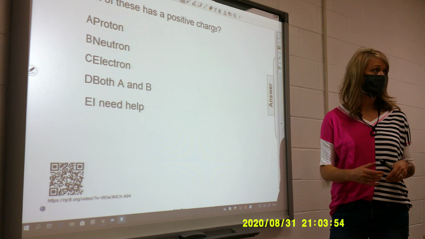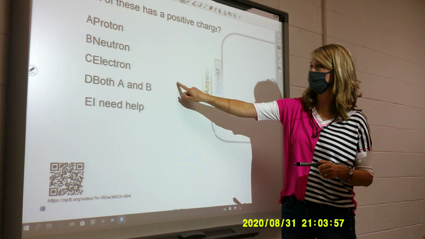Which of these has a positive charge? Hires, what do you think? Proton. Proton is correct.